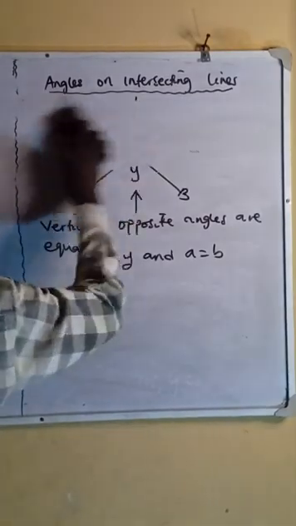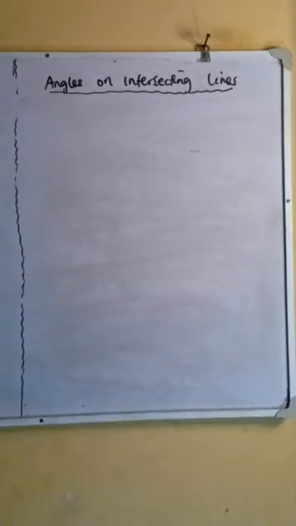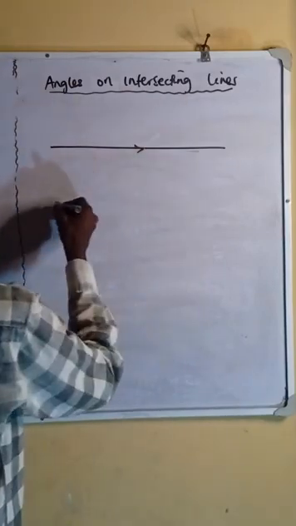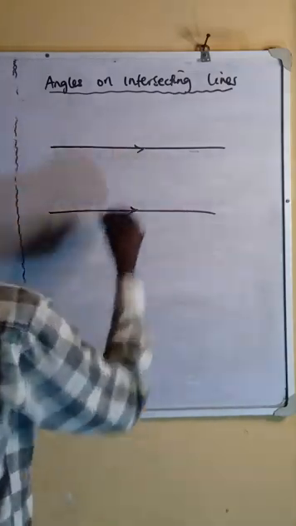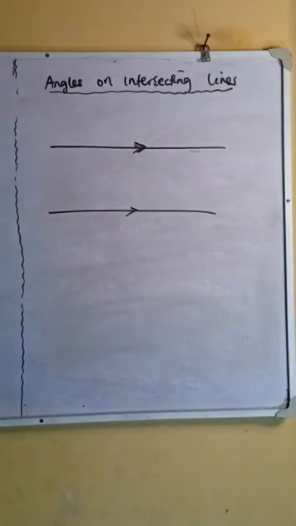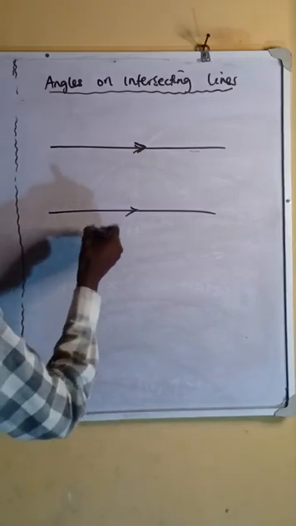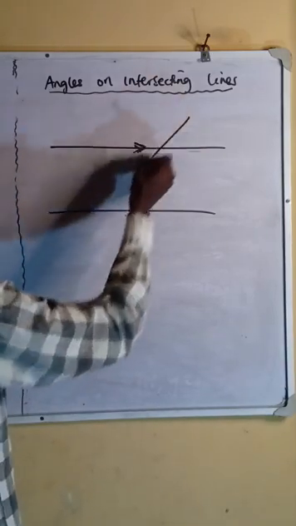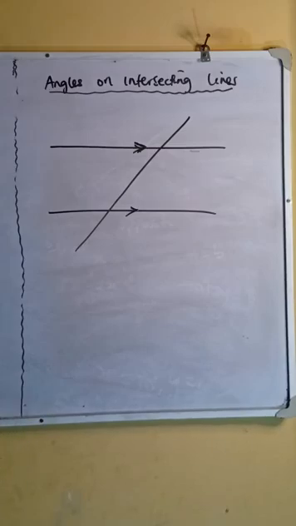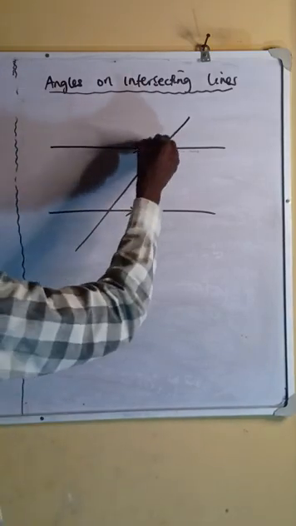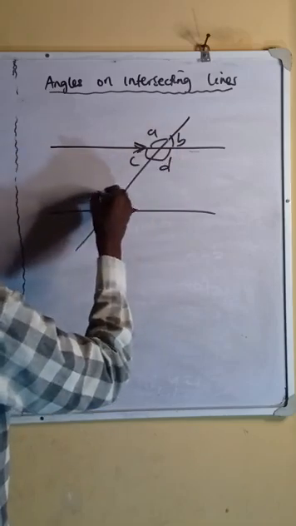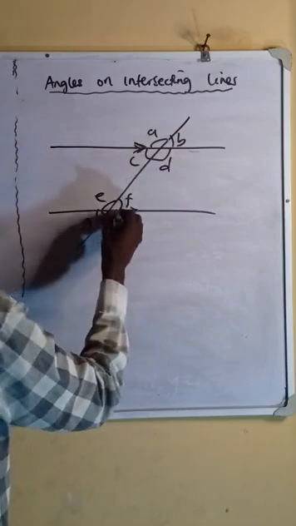So let's go to the next one. Notice you can also have parallel lines. You always see something like this, which is trying to show you that these lines are parallel lines. And then we can have another line intersecting both lines. This will happen if you have here A, B, C, and D, and here you have E, F, G, and H.